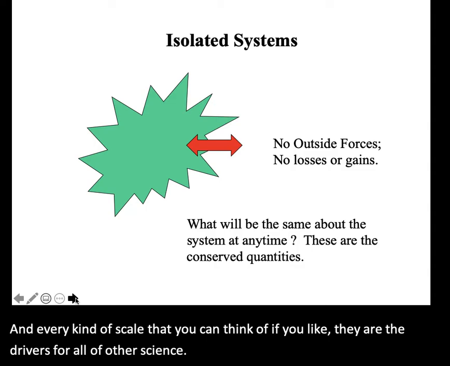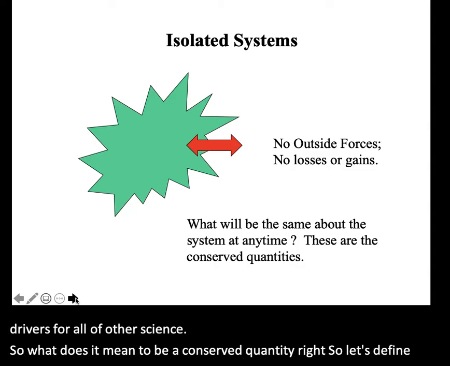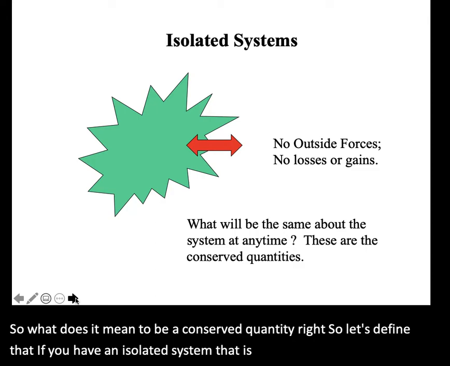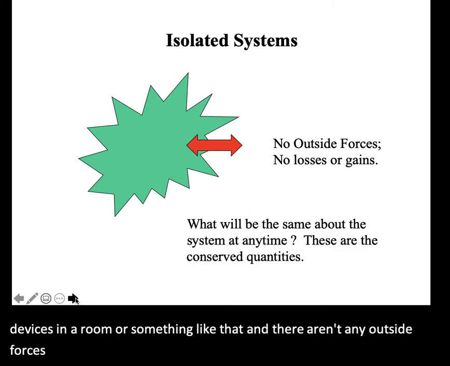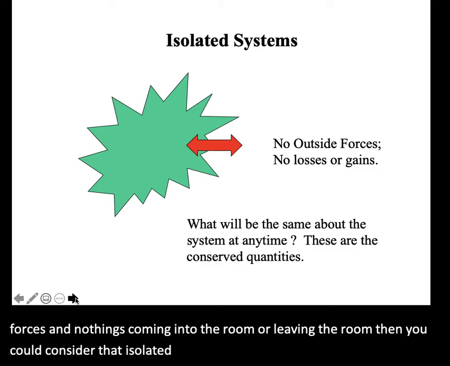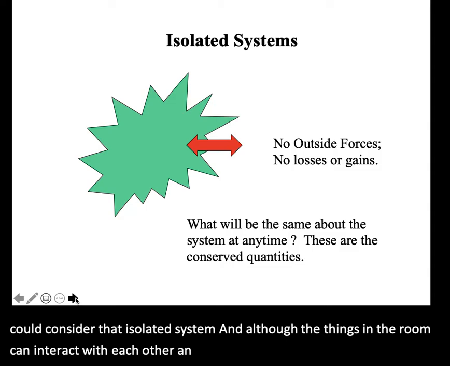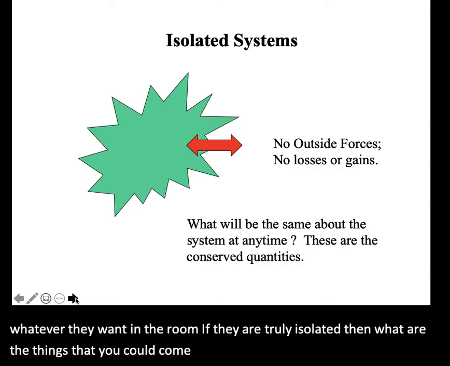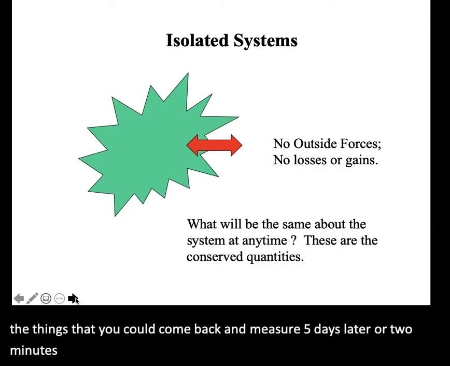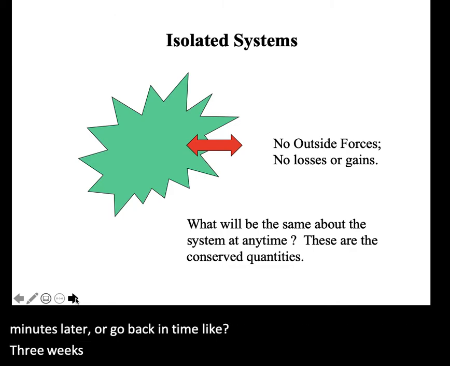So what does it mean to be a conserved quantity, right? So let's define that. If you have an isolated system, that is, things are left to their own devices in a room or something like that, and there aren't any outside forces and nothing's coming into the room or leaving the room, then you could consider that an isolated system. And although the things in the room can interact with each other and exchange mass or whatever, do whatever they want in the room, if they are truly isolated, then what are the things that you could come back and measure 5 days later or 2 minutes later or go back in time like 3 weeks earlier, and as long as it was isolated, what would be the things that wouldn't change about it, right?